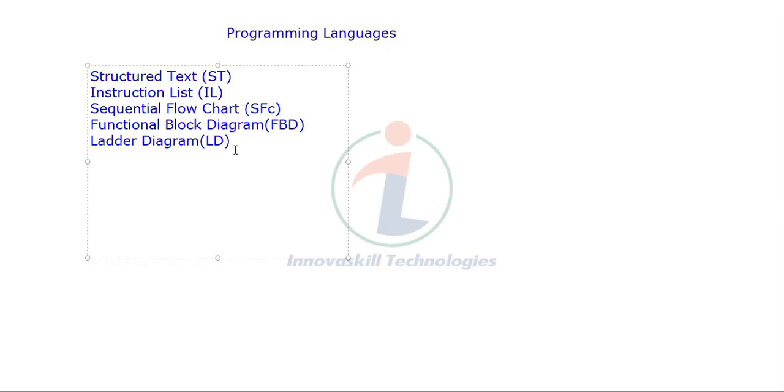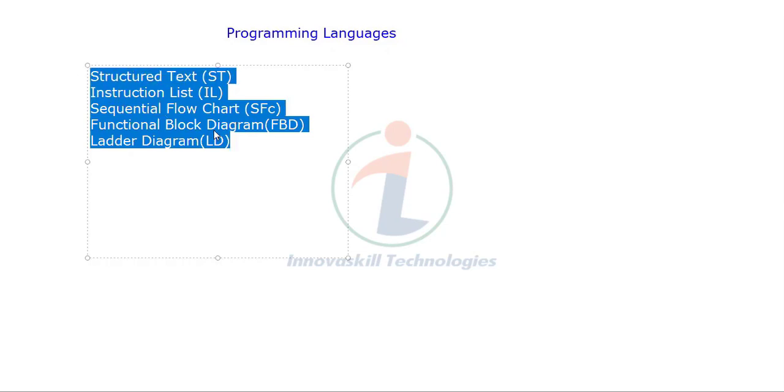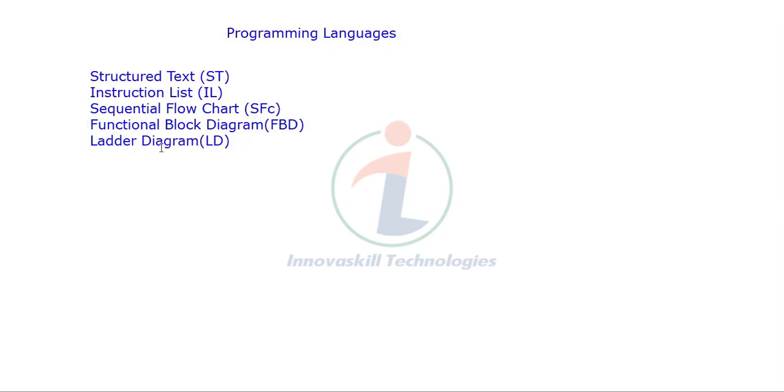So these are the different programming languages used for PLC programming, but commonly in industries they will be using function block diagram and ladder diagram only. Why they are using these two languages is because, compared to the other languages, these two are much easier to understand, and fault clearing in programming can be done easily and quickly.